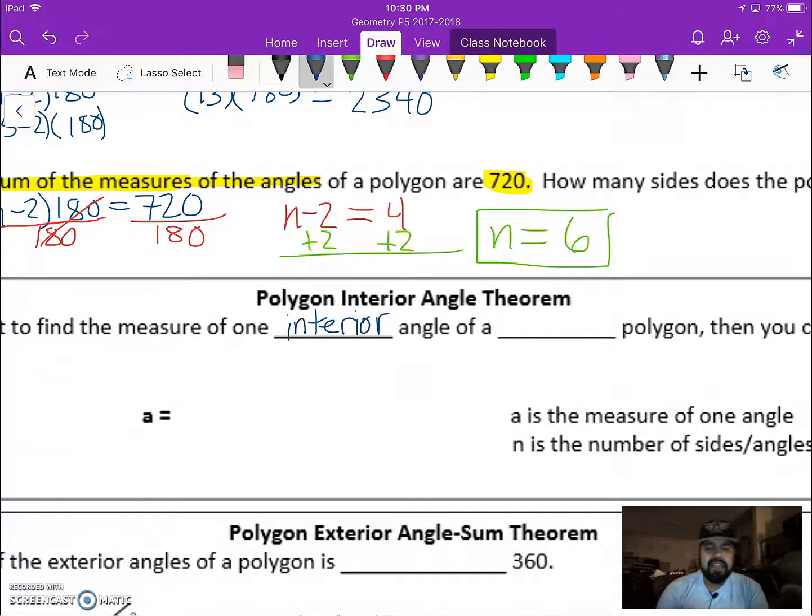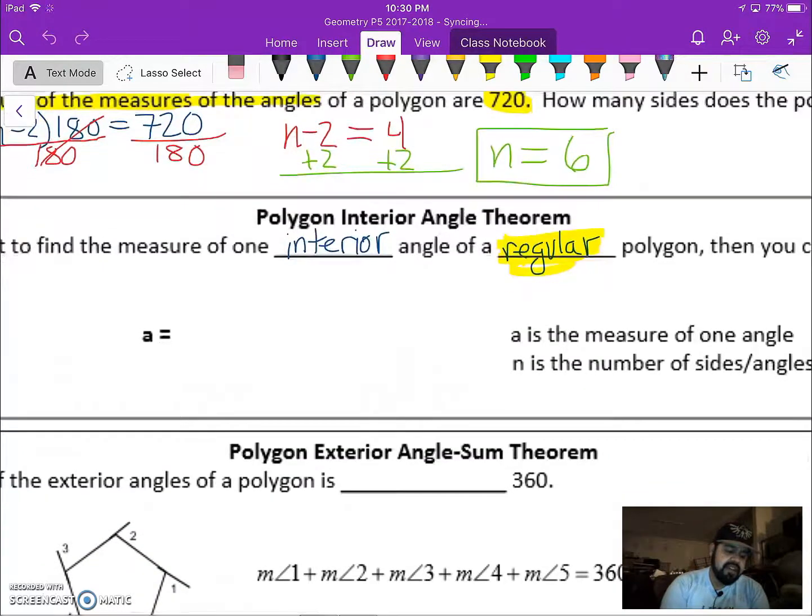Well, one interior angle would imply that I know what the sum is, and once I know how many degrees they all add up to, I'm going to divide by the number of sides I have, which should be the number of angles that I have. And remember that this is only used for a regular polygon. You can't do this for anything that's not regular because the angles wouldn't all be equal. This only works because all those angles are congruent to each other.